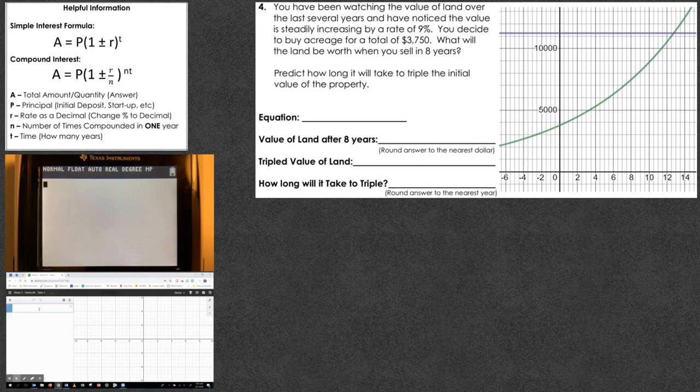Here we are with number 4. This is our last problem on the notes. It's a little bit different the way it's set up. It's kind of a multi-step problem, so we're going to step through this as simply as possible. Let me read the problem to you.